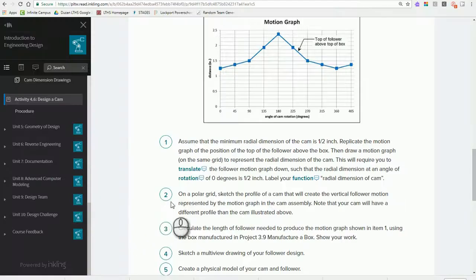Into the curriculum, let's see what we have to do here. It says replicate the motion graph of the position of the top of the follower above the box. Once again, those are keywords in this. Then draw a motion graph on the same grid to represent the radial dimension of the cam. This will require you to translate the follower motion graph down such that the radial dimension at the angle of rotation of 0 degrees is ½ an inch. So we have to remember that the radial dimension at the angle of 0 has to be ½ an inch.